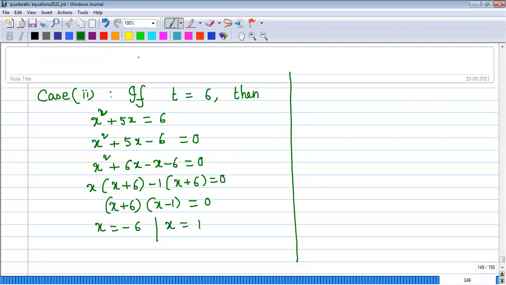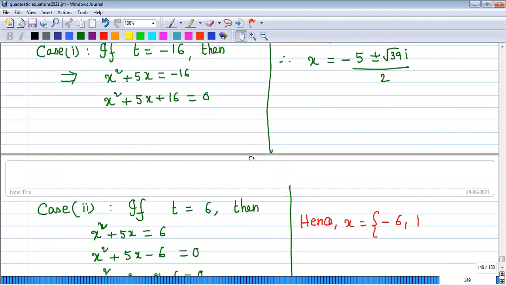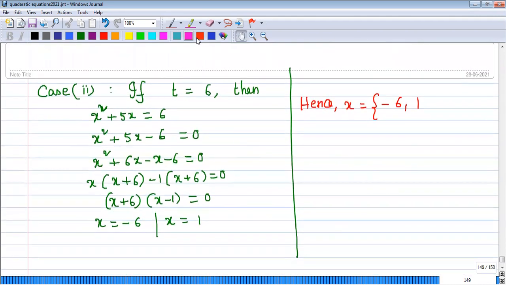So hence we have the solutions. Hence x equals negative 6 comma 1, and from the previous page, minus 5 plus or minus root 39i upon 2. Total 4 solutions we have. Is completed.